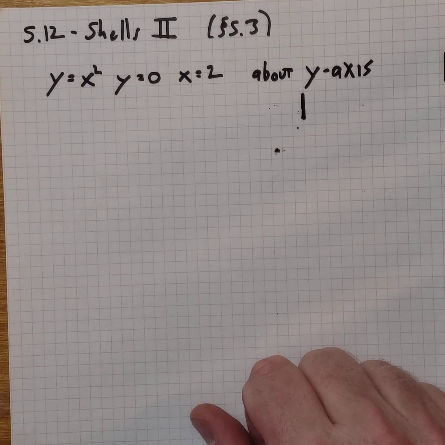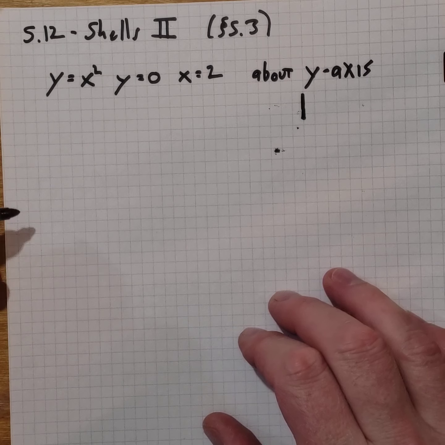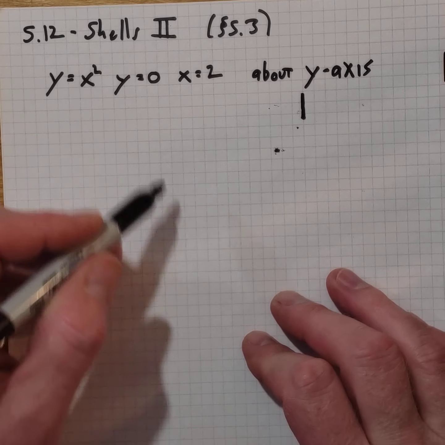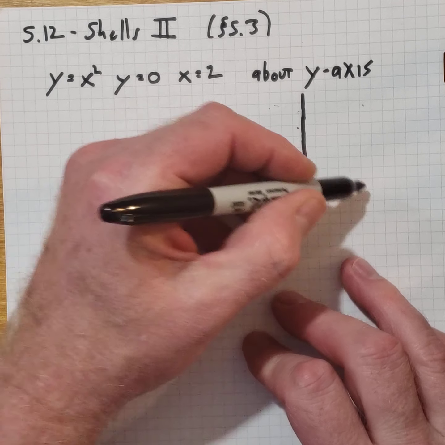All right. Working on section 5.3, the last one in the course. Method of shells. We got y equals x squared, y equals 0, and x equals 2. This is going to look very familiar to you.